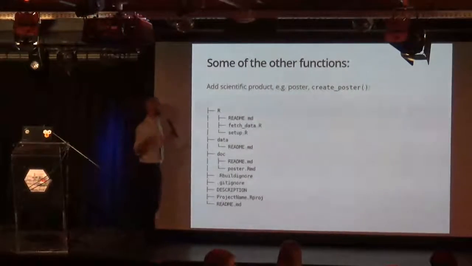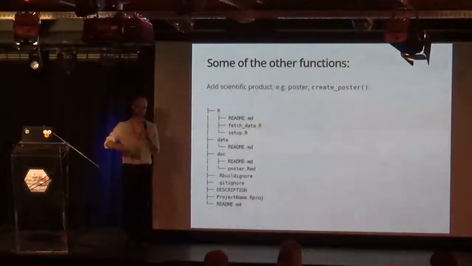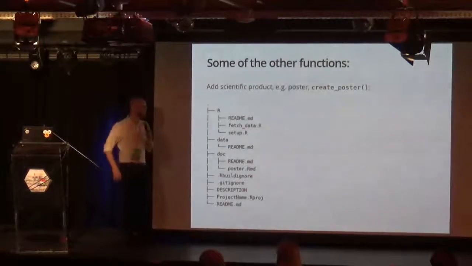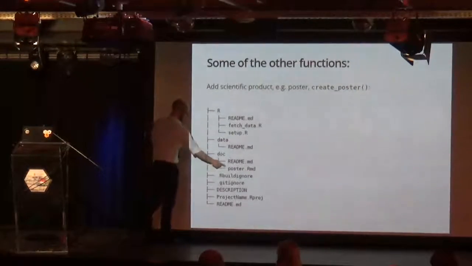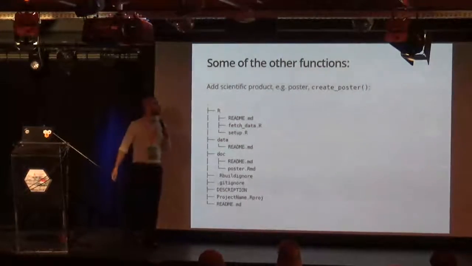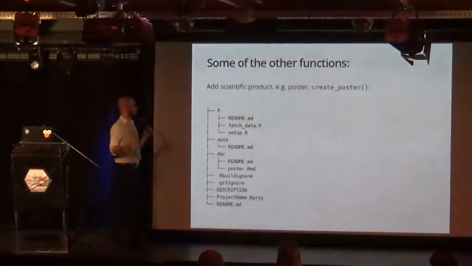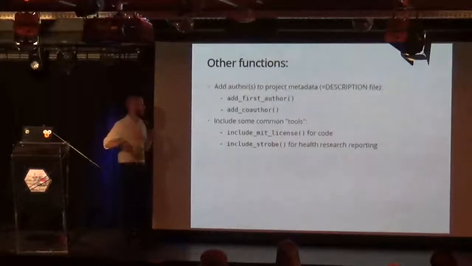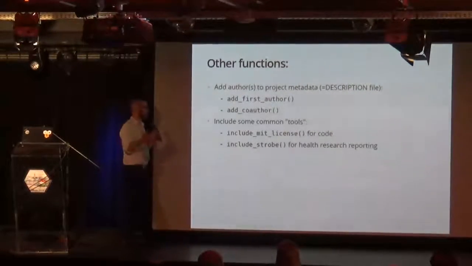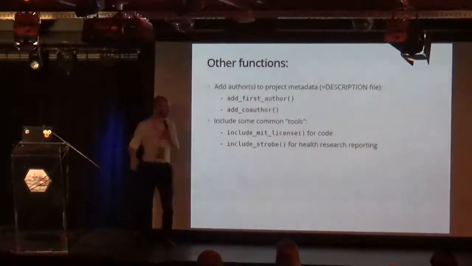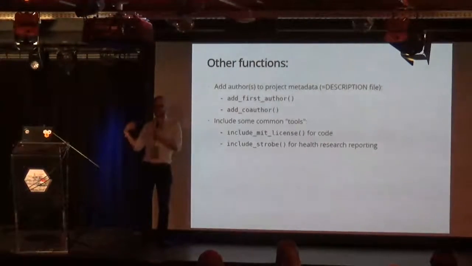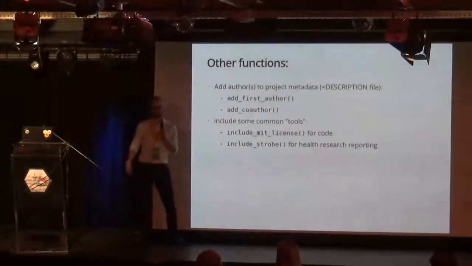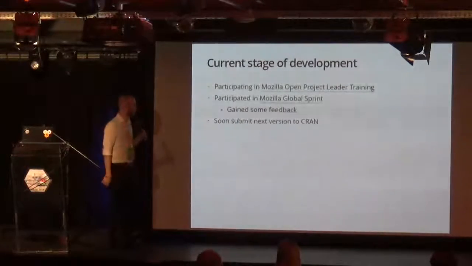So the other functions are actually adding that scientific product, so slides, abstracts, manuscripts, posters, which are sort of like the bread and butter of a lot of academics. And they get added as an R Markdown file in the doc folder. Now, there are some other functions that I've created, which I'm starting to move out of this particular package and into another one that I will talk about in a second. Such as adding authorship to the metadata, or adding licensing to the code that is created, or things that are a little bit more specific to health research, like Strobe, which is for reporting of observational studies.